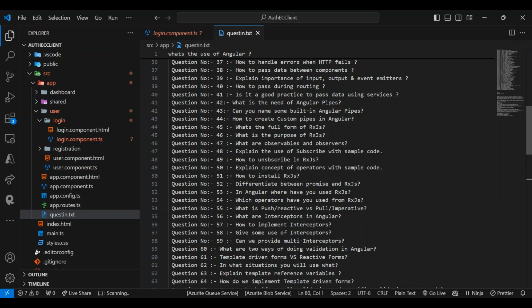In my case, they asked deeply, with test scenarios and test cases, along with some theoretical answers. Then the questions started like how do you handle errors when HTTP fails. You have to give the answer on how to handle errors when HTTP fails.